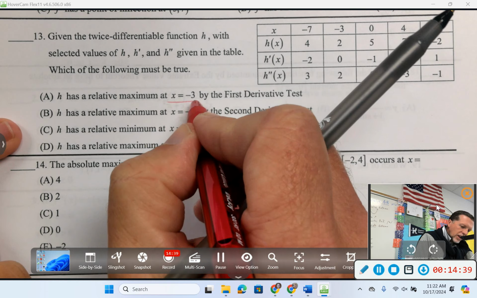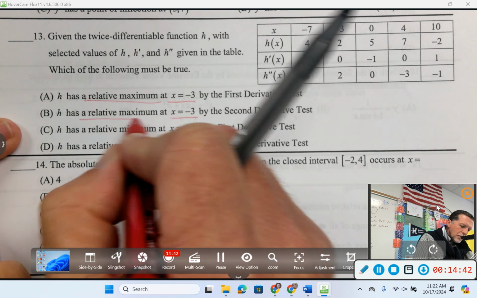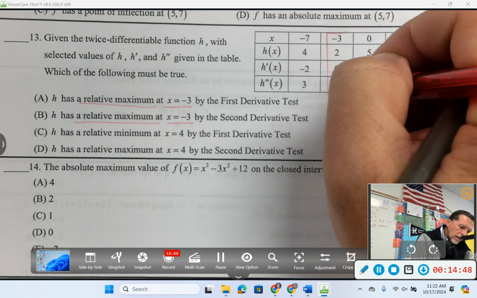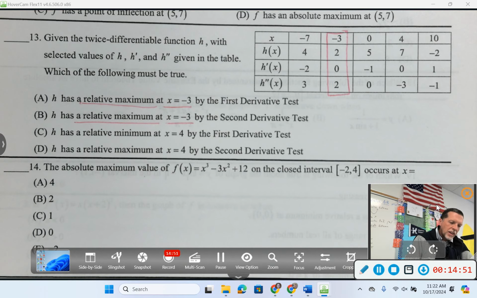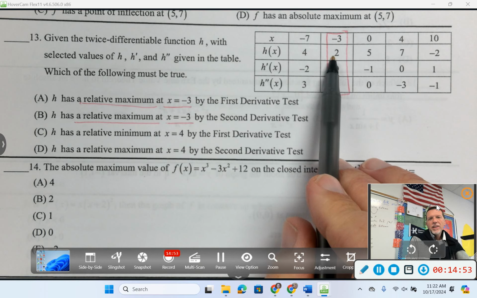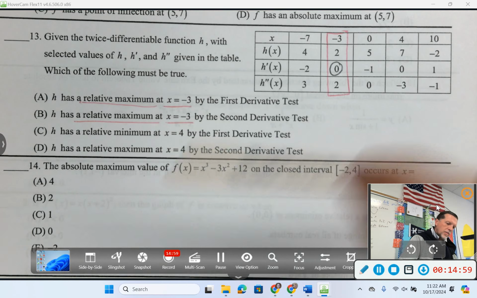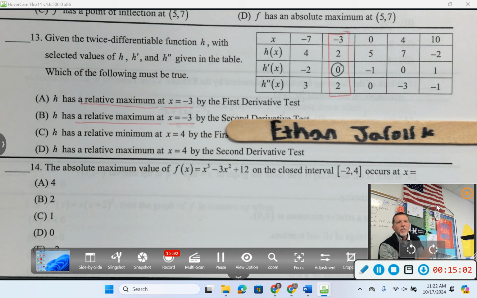So x equals -3. It might be a maximum, and if so, how do we know? But let's look at -3. The function's at 2. That didn't tell me a whole lot. The first derivative is 0. Ethan, if the first derivative is 0 at -3, what do I know about the graph at -3? If the first derivative is 0, what's that telling me?